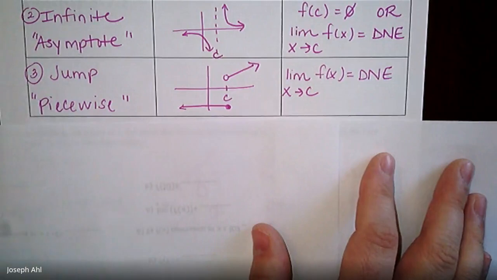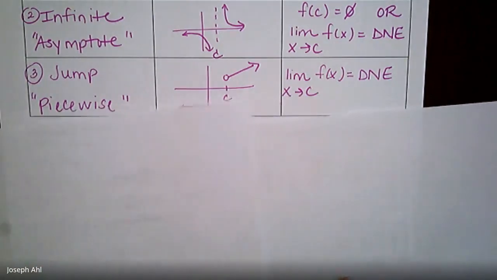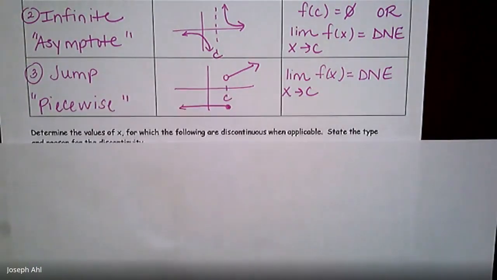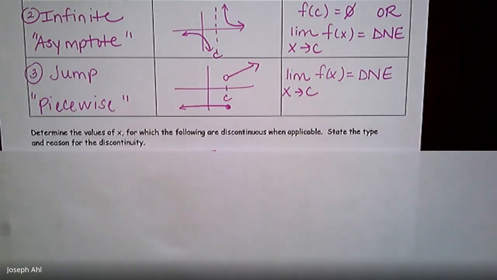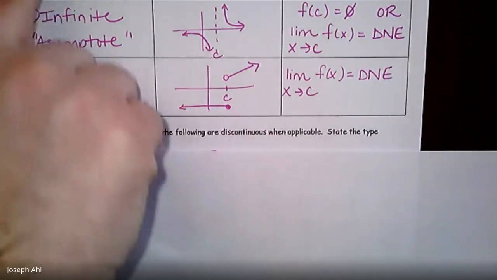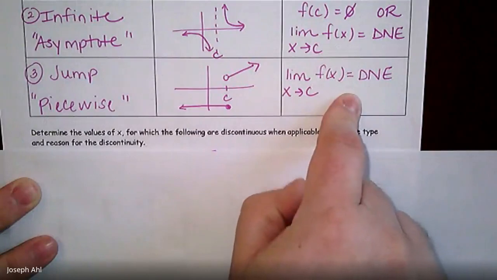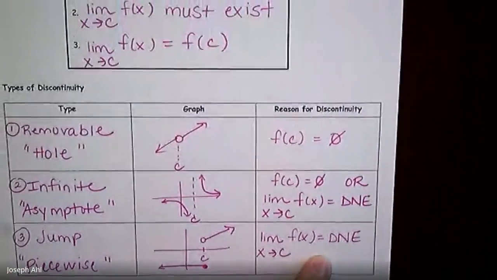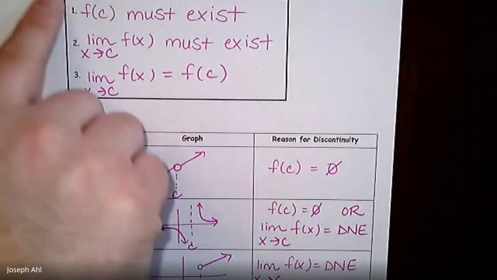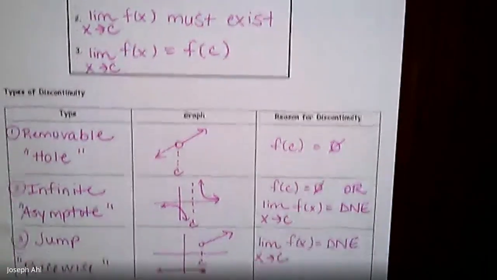But we're going to do a little bit more practice with each of those cases. So let's go ahead and take a look at the examples below. It says determine the values of x for which the following are discontinuous when applicable. State the type and the reason. So type, one of these three options in the left column. Reason, a couple of these options from the right column, but the reasons are really based on one of these three cases. Which of these three rules did we break?